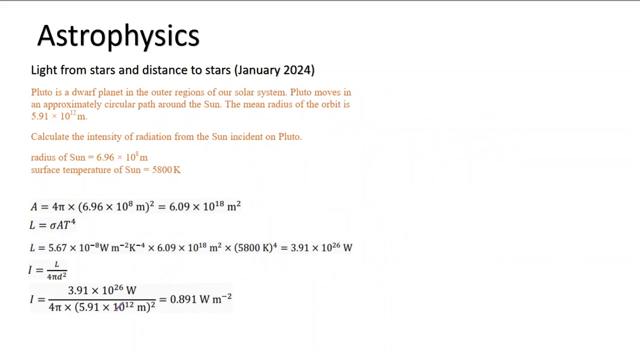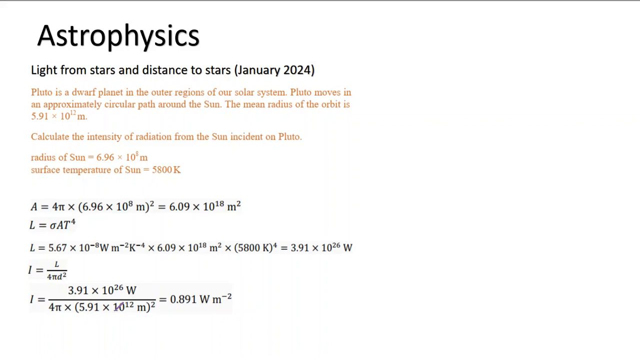Light from stars and distance to stars. Pluto is a dwarf planet in the outer regions of our solar system. Pluto moves in an approximately circular path around the Sun. The mean radius of orbit is 5.91 times 10 to the power 12 meter. Calculate the intensity of radiation from the Sun incident on Pluto. Radius of Sun is given, surface temperature of the Sun is given.